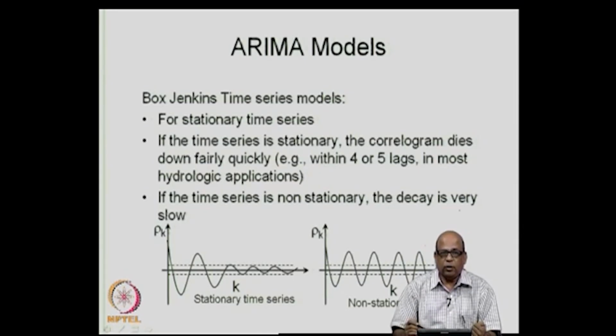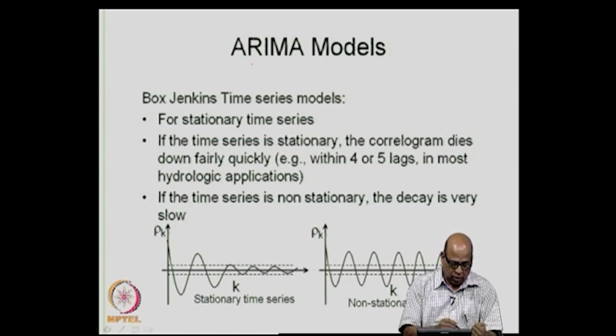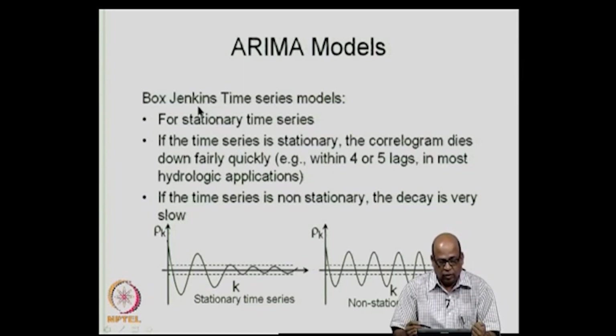The specific models that we will now be discussing, as I just mentioned, are called the ARIMA models, autoregressive moving average models. These are the Box-Jenkins type of time series models. They are written for stationary time series. So, the models that I will be discussing are only for stationary time series.